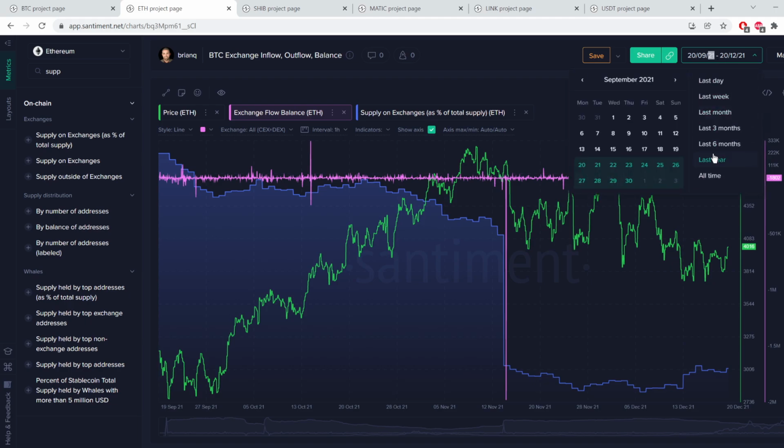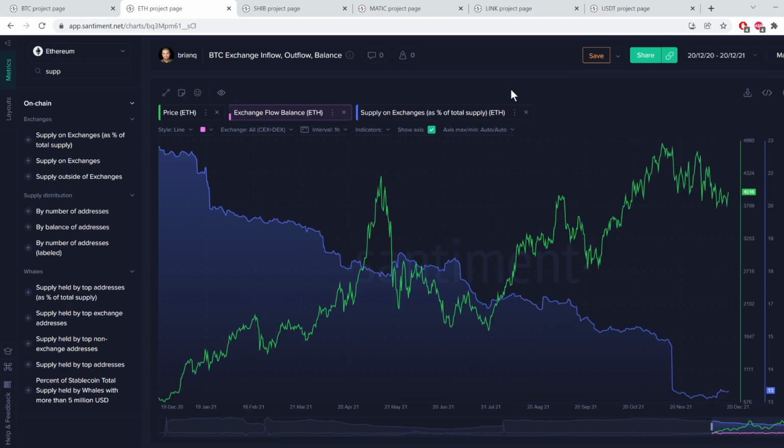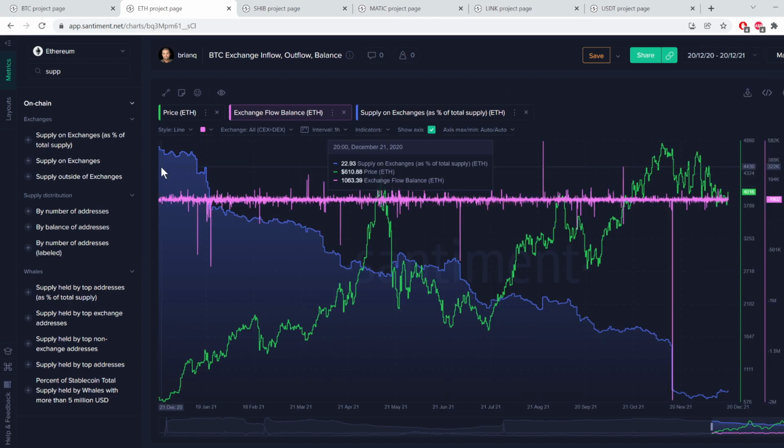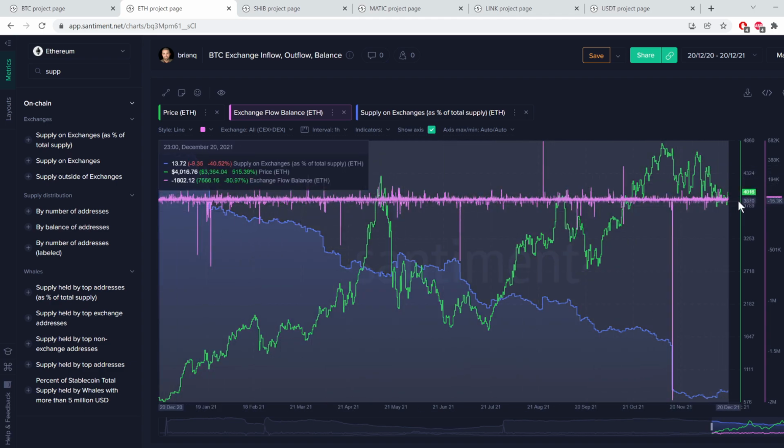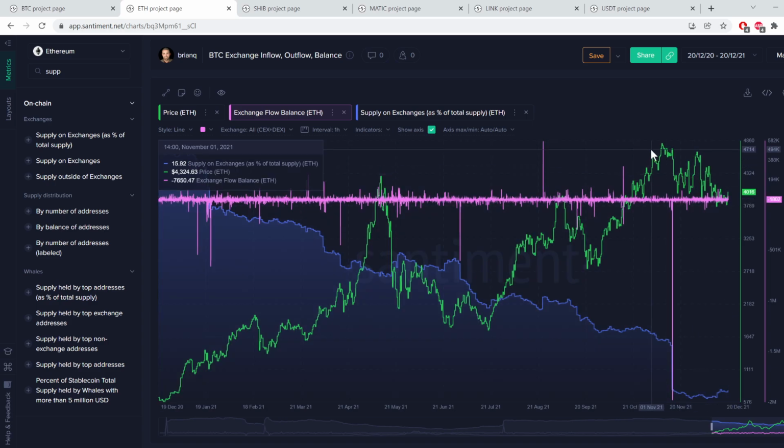And just like Bitcoin, look at what Ethereum's done over the past year. Just a constant downswing. 1 year ago today, Ethereum supply on exchanges was 23.07%. We can hold down shift and scroll across here and see that 9.35% of the supply has now been moved away from exchanges. That's even more massive than Bitcoin by a large margin. So Ethereum overall looking good. And we're not really seeing any major exchange flow balance spikes.